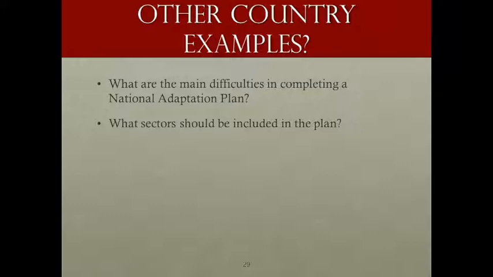Anybody else that could share a quick story about planning for adaptation in your own country? We're talking about the country level. The next slide, we're going to talk about the local level. But any other experiences, any other countries that have already an adaptation plan in place?